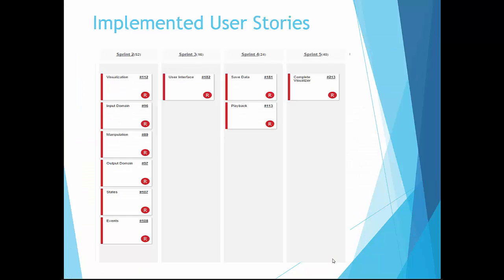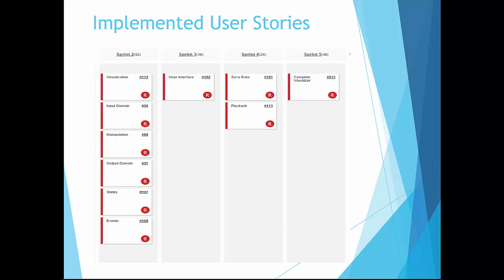The implemented user stories for the TAM Visualizer are as follows. Visualization. The idea behind these user stories is to allow for the user to draw on the screen and be able to obtain a visual representation of that drawing. Input domain. This user story is about the input when a touch event happens, so that the system utilizes the information from that touch event.